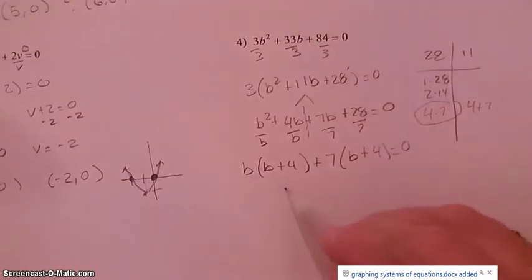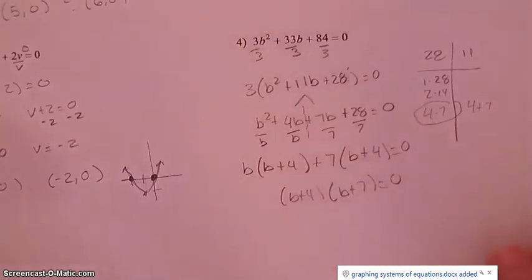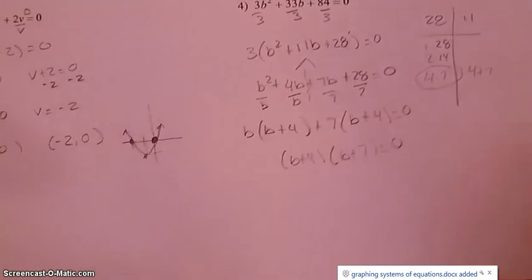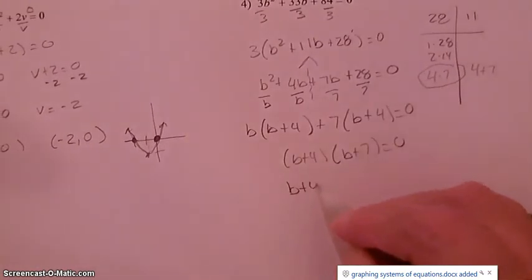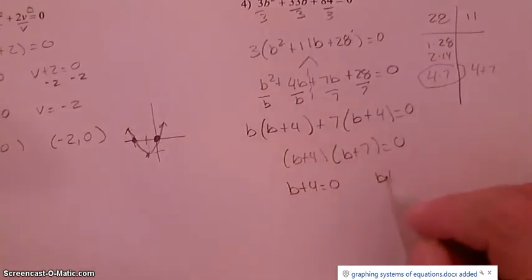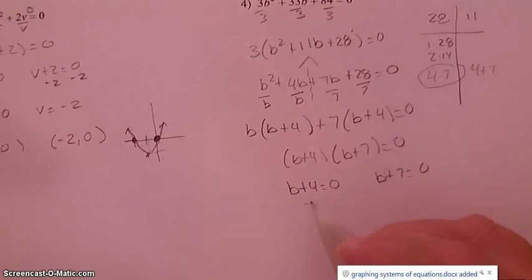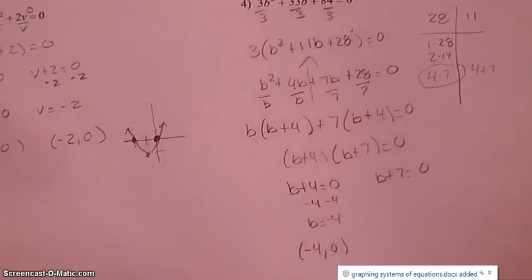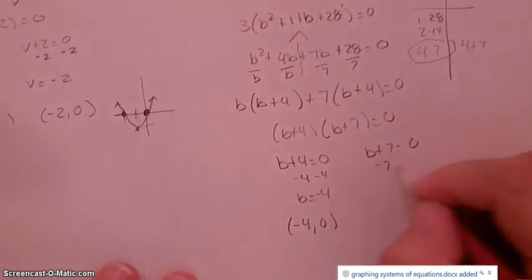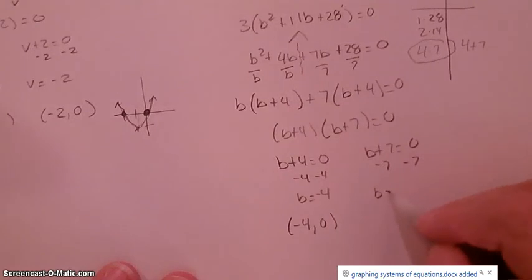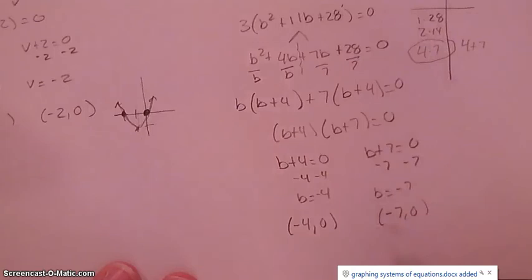So my factor in common is b plus 4, and what's on the outside for the other one is b plus 7, equals 0. Now we use the zero product property, just like we have been, and set each of these factors equal to 0. Subtract 4, so I get b equals negative 4. So one of my zeros is at (-4, 0). Then subtract 7 from both sides, and I get b equals negative 7. So my other zero is at (-7, 0). These are my 2 zeros.